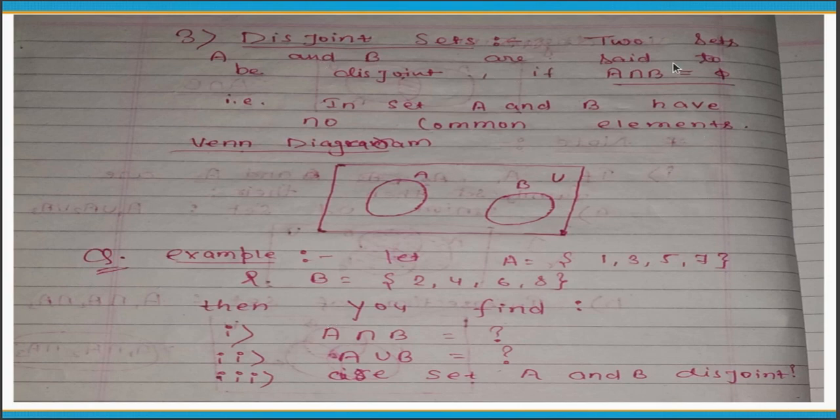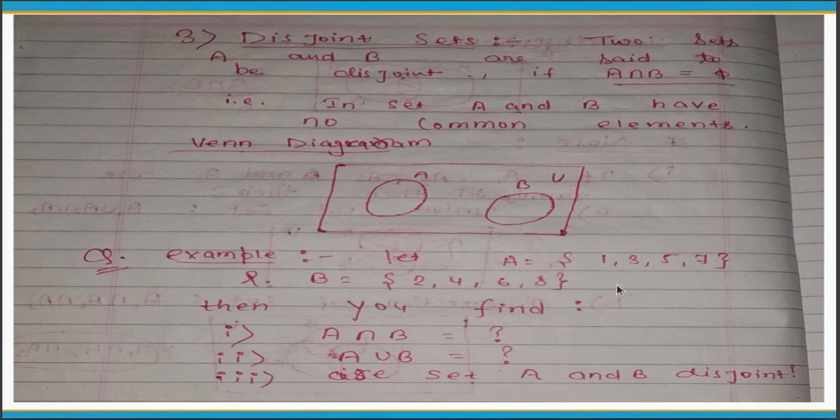Now disjoint sets. Two sets A and B are said to be disjoint if A intersection B is phi. A intersection B equal to phi means sets A and B have no common element. This is the Venn diagram of A and B.